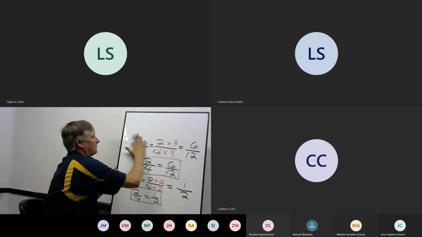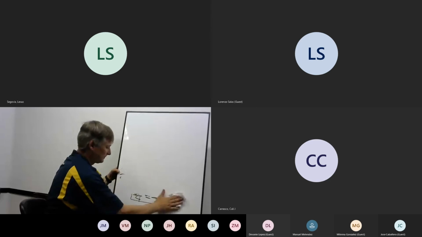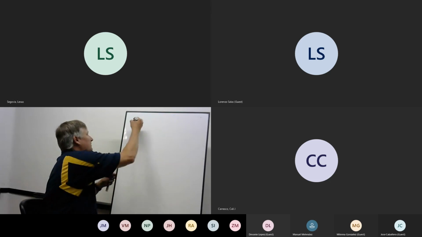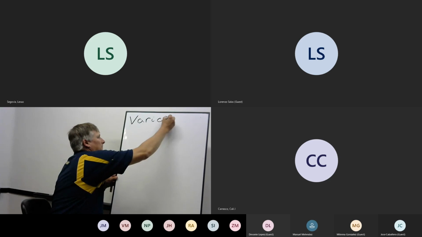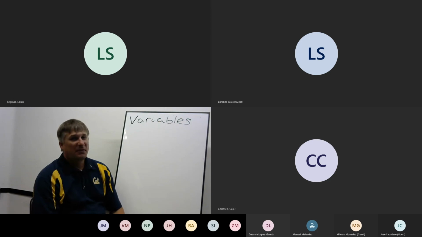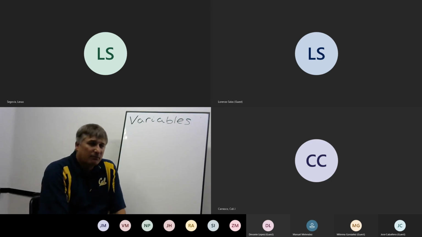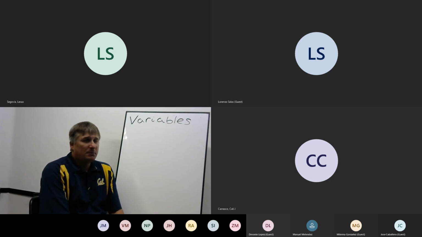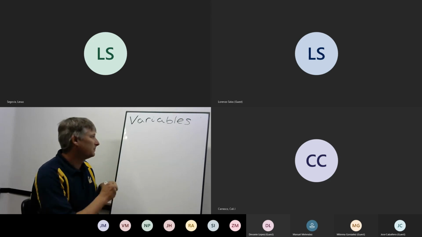So in this section, we finally get to work with variables. This is the thing that can really unnerve some people in algebra, when you start mixing numbers with letters. Now, to be fair, what's going on here is we're looking for unknown numbers. I'll give you an example.